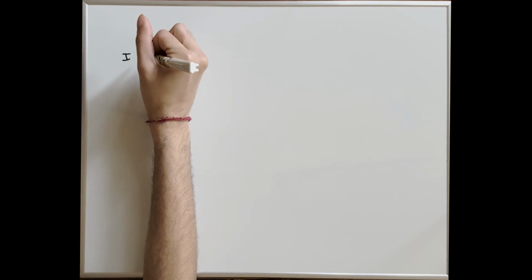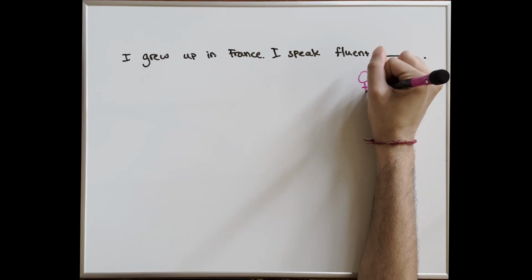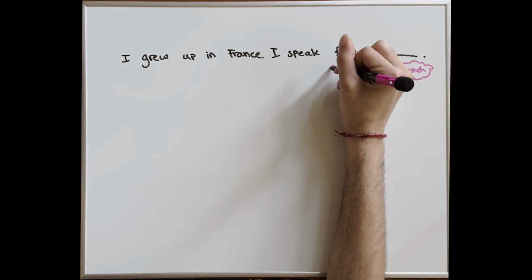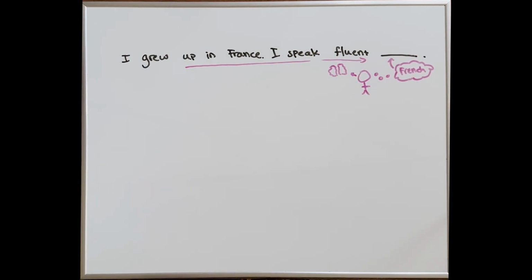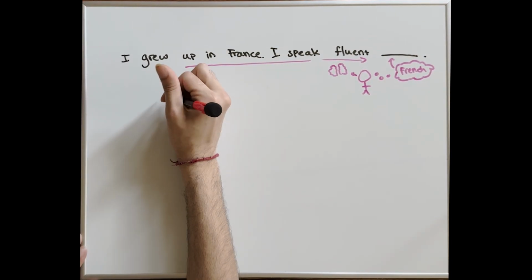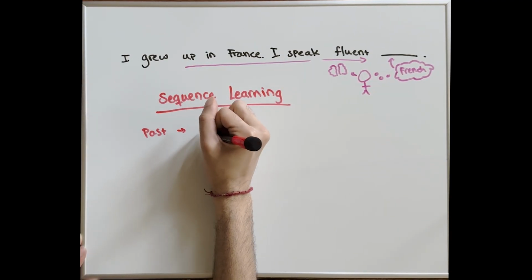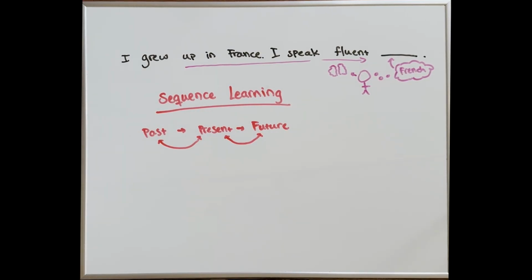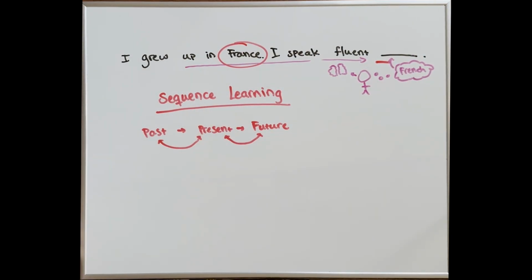If I say a sentence like, I grew up in France, I speak fluent blank, you already know the missing word is French. To do that, your brain had to carry information forward through time and keep it available until the moment it became useful. That is the basic problem of sequence learning, where information unfolds step by step, but what matters now may depend on something that happened much earlier. In this case, filling in the blank depends on the earlier context, grew up in France.